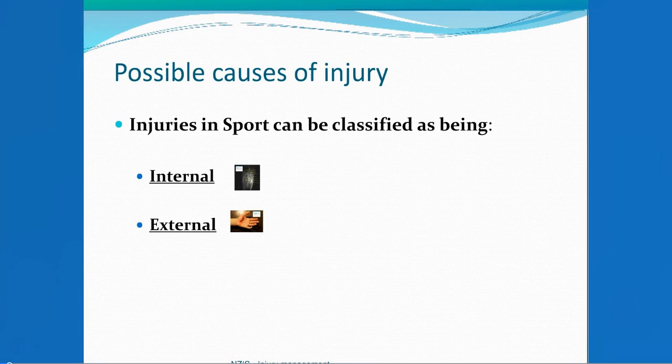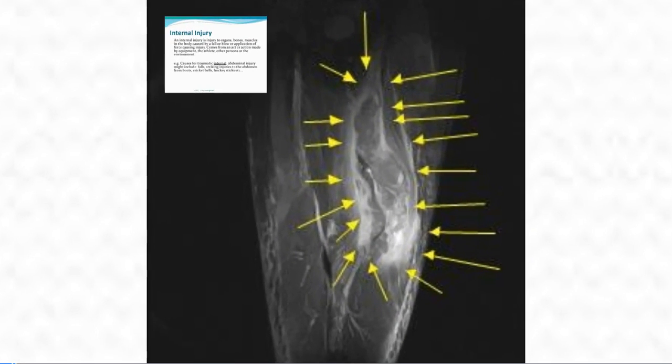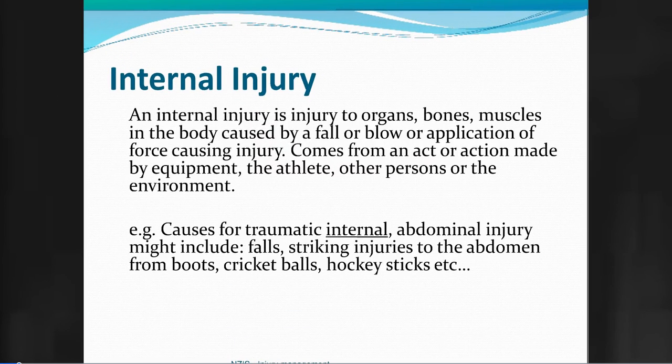Pretty simple classification, really. An internal injury happens under the skin is the easiest way to put it. So an internal injury is an injury to organs, bones, muscles, and other structures found underneath the skin. It's usually caused by a fall or a blow, and usually happens in one instance, if you like. So a traumatic internal abdominal injury, a sprained ankle, affecting the ligaments, getting struck by a cricket ball, breaking a bone in a fall, that kind of thing would be an internal injury.